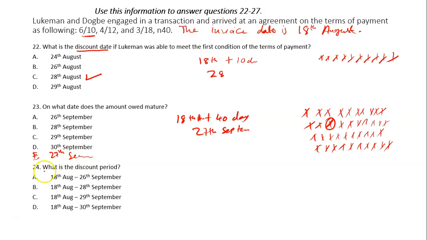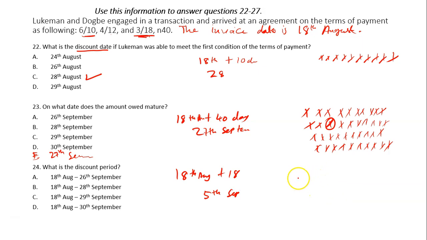Now, question 24. What is the discount period? The discount period is the invoice date till the last discount date. This is the first discount date, second discount date, and third. So this is the last discount date. So it means 18th August plus 18 days. When we take away 13 from here to complete August, you'll be left with 5. So that will be 5th September. But let's use fingers for it.